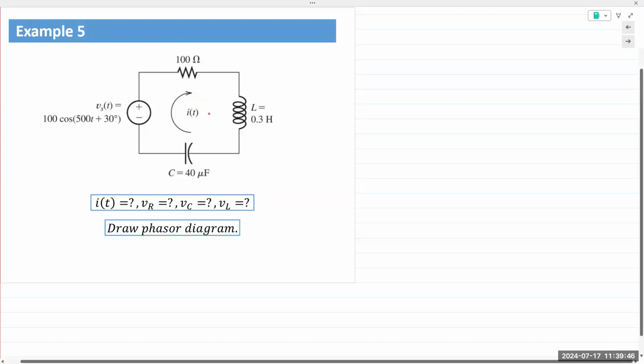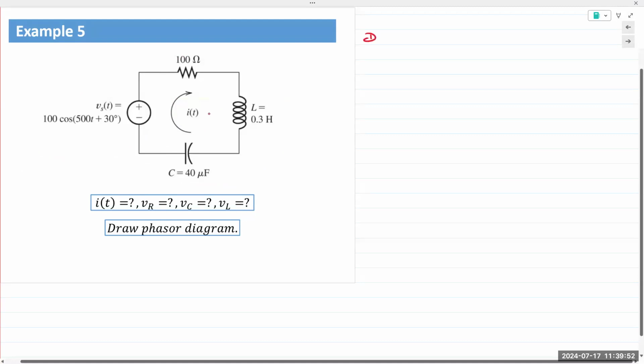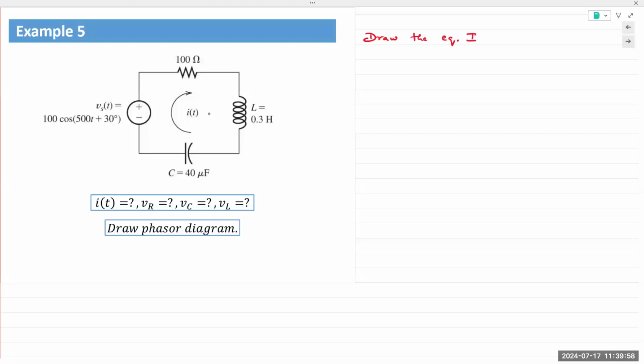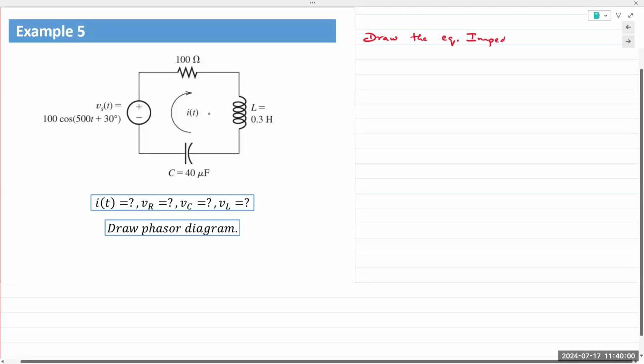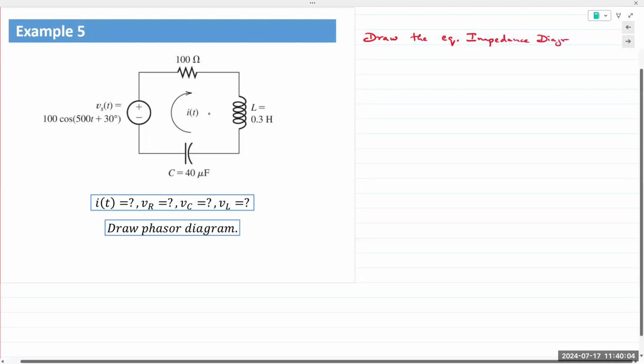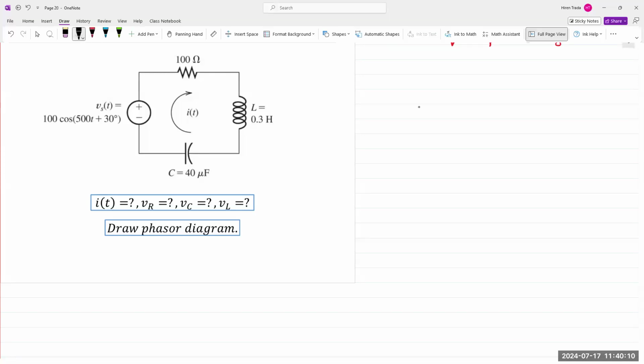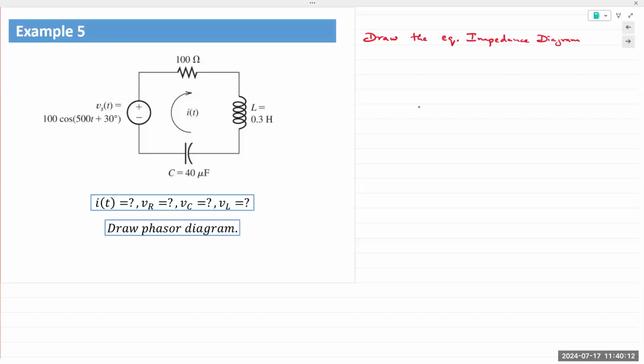So the first thing that we would do when we have a circuit like this, I would tell students to draw the equivalent impedance diagram. And what I mean by an equivalent impedance diagram is you replace every single component with its impedance and you redraw the circuit. Okay.